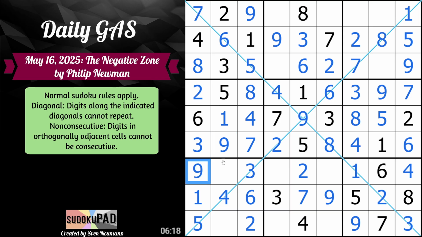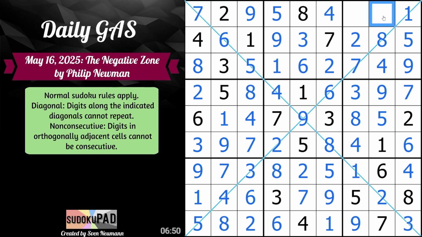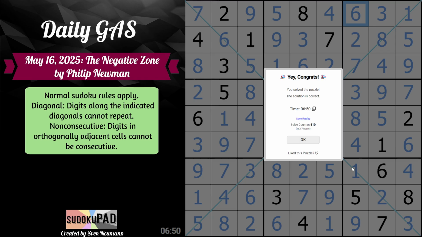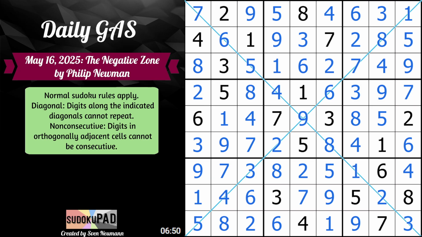9 from the box and from the column go there. 7 and 8, 8, 7, which could be solved by non-consecutive or just basic Sudoku. Then across we need what? 5 and 8. 5 gives us 5, and then 1, 4, 1, 6. And we're almost done, folks. Across we need 4. From the box we need 3 and 6. And we are done in 6 minutes and 50 seconds with The Negative Zone by Philip Newman.